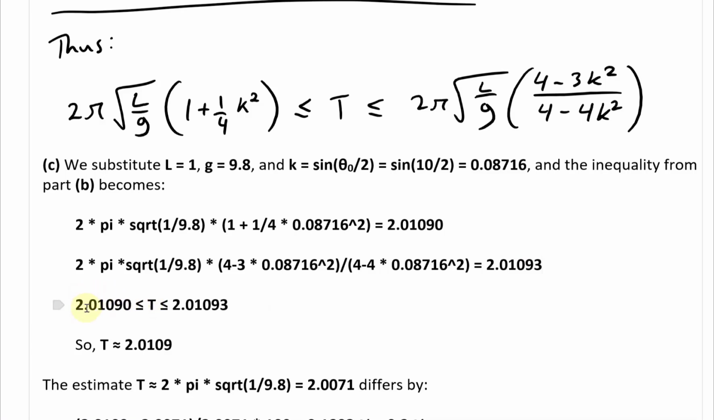So now T is going to be between 2.01090, and it's going to be greater than it and less than 2.01093.